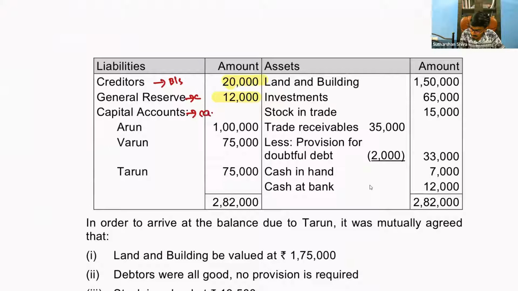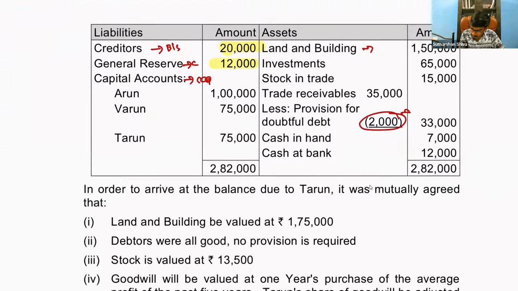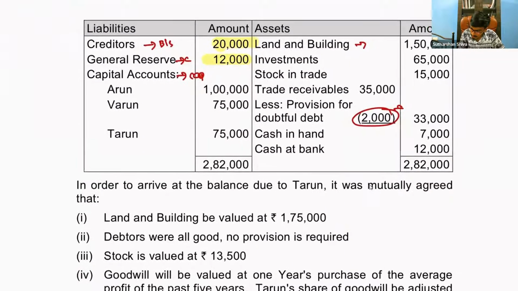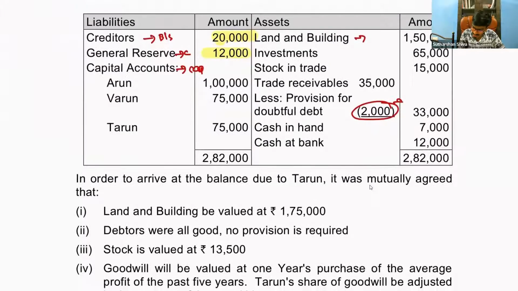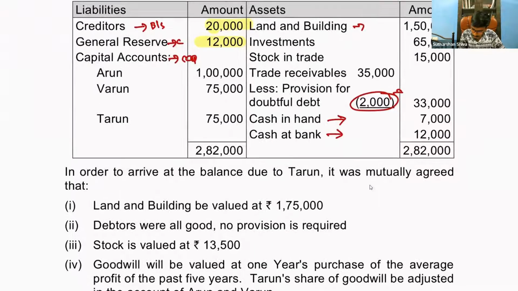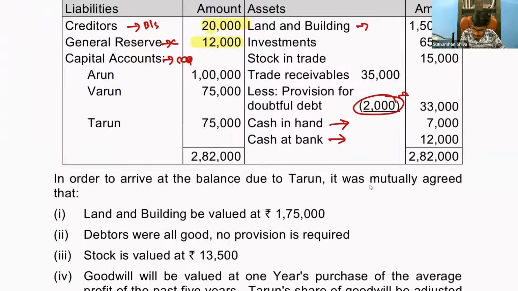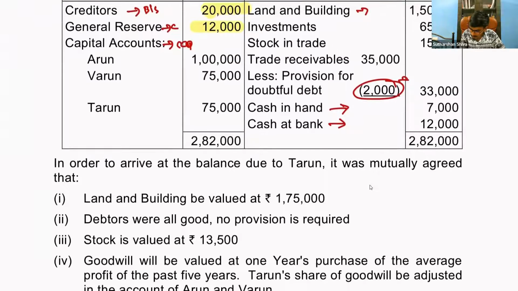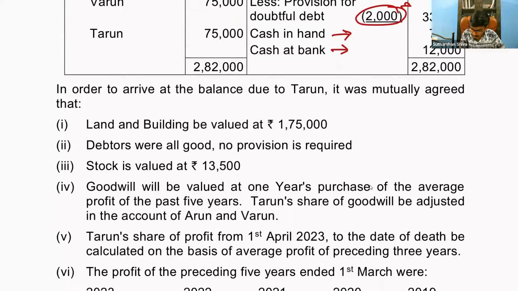Land and building, any revaluation, investments, any revaluation will be there. This provision for doubtful debts will be put in a revaluation account. Everything will be put. This cash in hand and cash at bank account, if it is required, we will prepare, or else we will avoid that. In order to arrive at the amount due to Tarun, it is mutually agreed that land and building was revalued at 1,75,000.